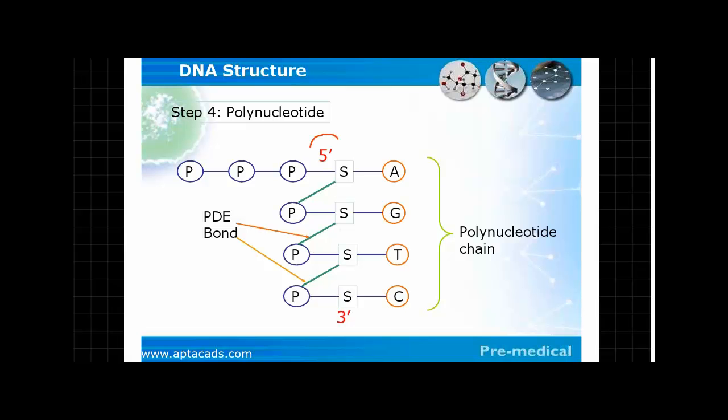One is 5' and the second is 3'. These 5' and 3' ends are recognized on the basis of the free hydroxyl group at the carbon. So this is the 5th carbon, so that's why it is called the 5' end, and this is the 3rd carbon, so that's why it is called the 3' end.